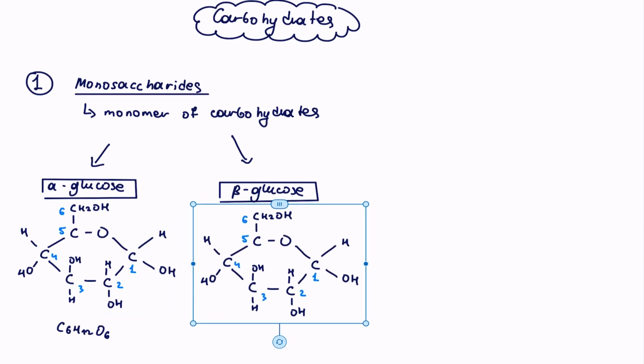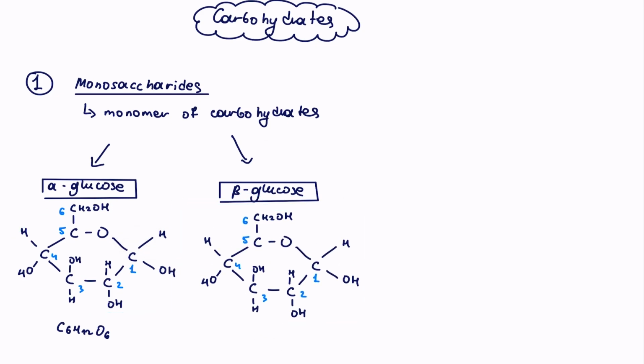The exam question might ask you what is the difference between beta and alpha glucose, for which you would say that in alpha glucose, the hydroxyl group is in the above plane, whereas in beta glucose, the OH and H are swapped around. So it's the hydrogen and hydroxyl groups. Okay, so that's the main difference.